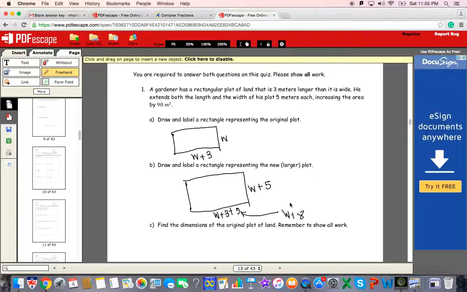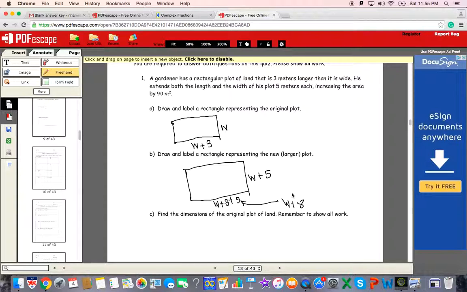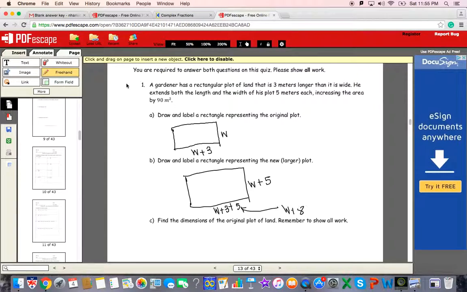All right. With that information, now we're supposed to figure out the dimensions of the original plot of land. It sounds a little magical if you don't remember that they're actually saying that he extends it and this increases the area by 90 meters squared. That will help us to figure out the answer.